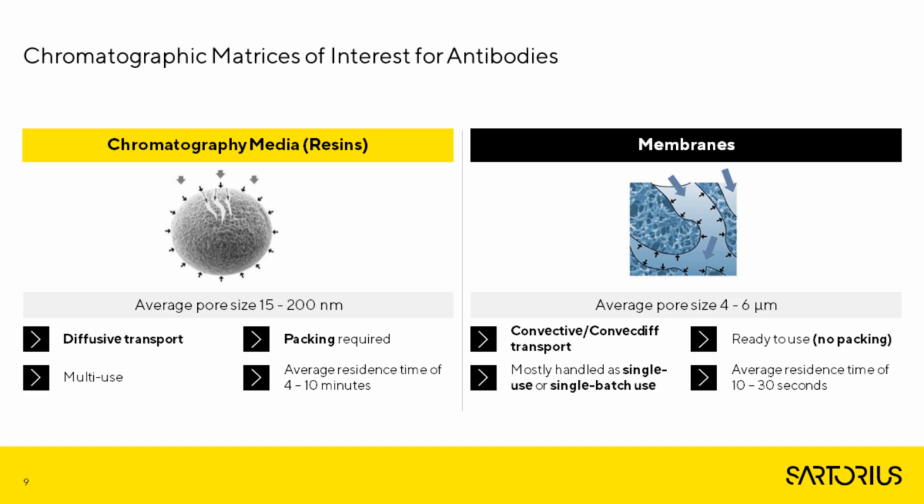The resins are more multi-use, to utilize the resin lifetime across multiple batches, whereas membranes can be handled as single-use or single-batch consumables. On the columns, you need packing, whereas the membranes are already installed in the housing, so no packing is needed. And the residence time for the chromatography media is 3 to 10 minutes at the far end, whereas on the membranes, it's far below 1 minute residence time, so you can process faster here.